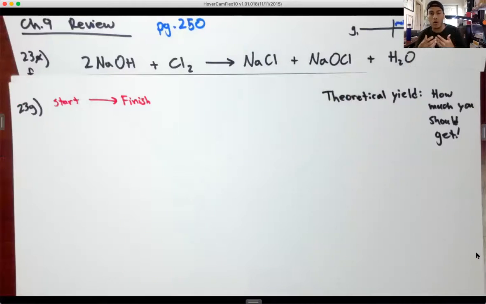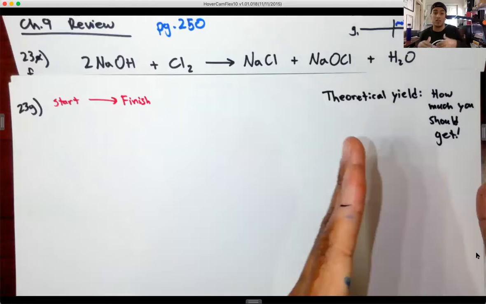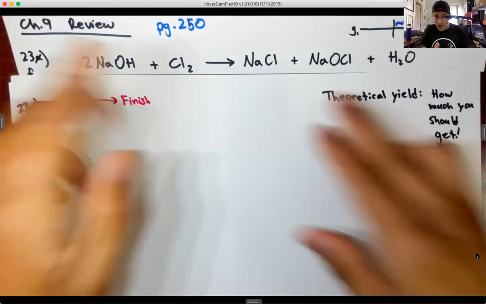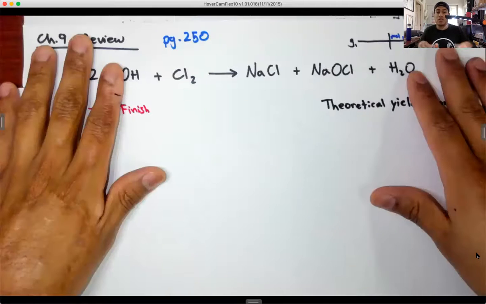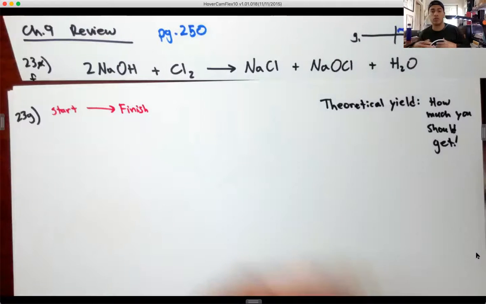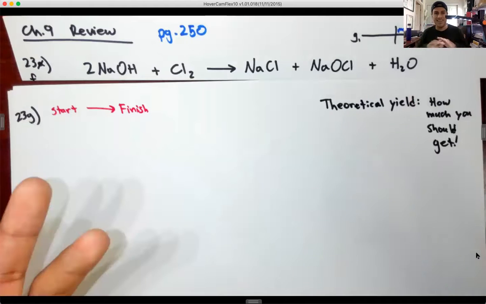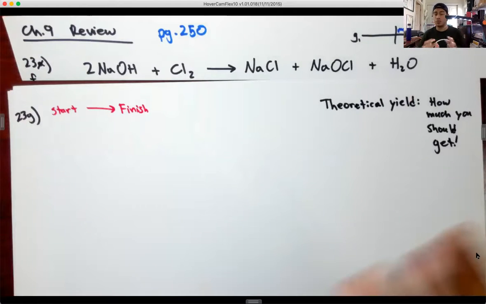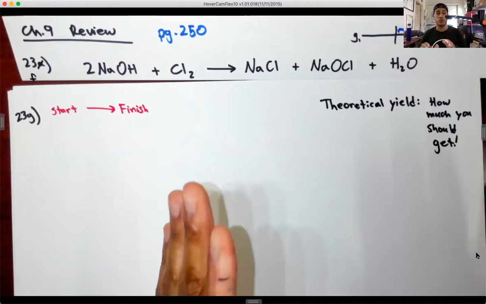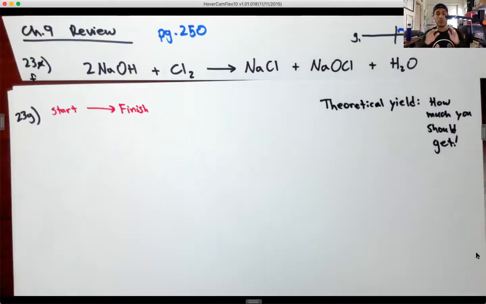But that doesn't always happen, because we're humans and we make mistakes in the lab a lot of times. So theoretical yield is basically what you should get according to the reaction. And there's another thing called the actual yield, which is what you do get if you conduct the experiment. That's all that means. Super, super simple. Theoretical yield is what we've been doing: what you should get according to the reaction, according to the paper problem.